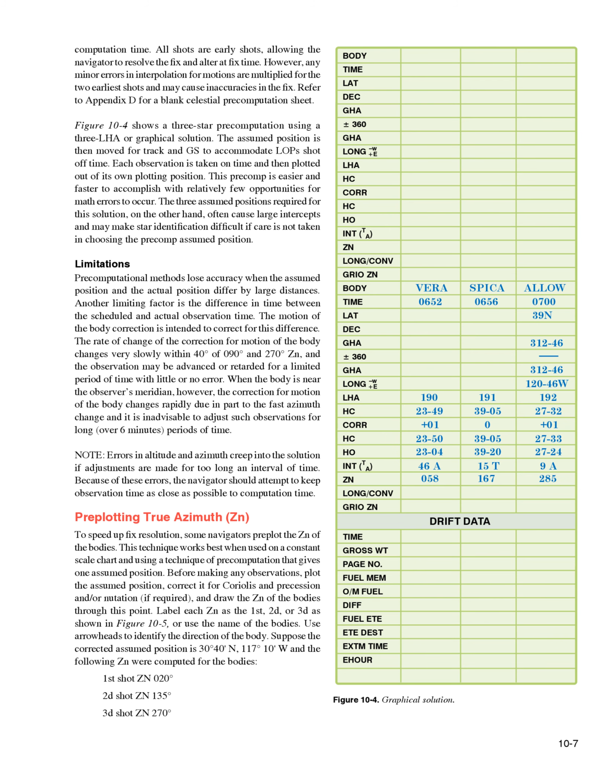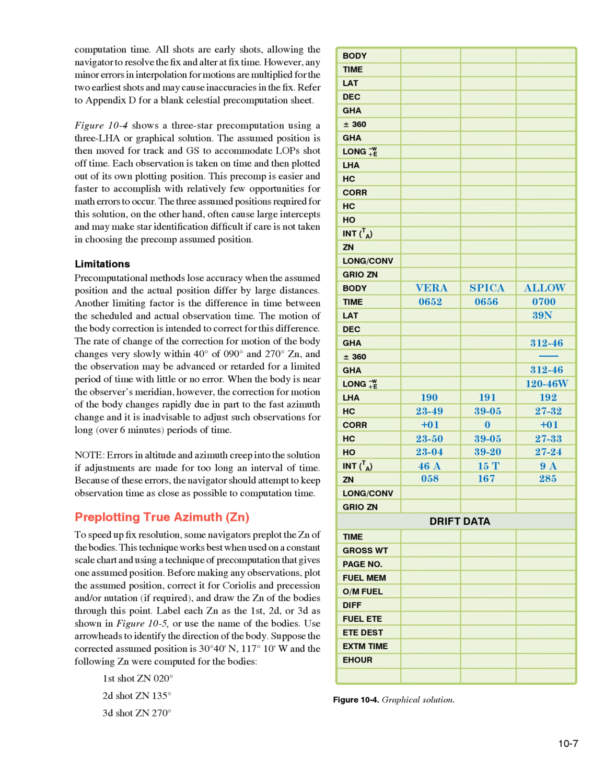Figure 10.4 shows a 3-star precomputation using a 3 LHA or graphical solution. The assumed position is then moved for track and Gs to accommodate LOPs shot off time. Each observation is taken on time and then plotted out of its own plotting position. This precomp is easier and faster to accomplish with relatively few opportunities for math errors to occur. The 3 assumed positions required for this solution, on the other hand, often cause large intercepts and may make star identification difficult if care is not taken in choosing the precomp assumed position.